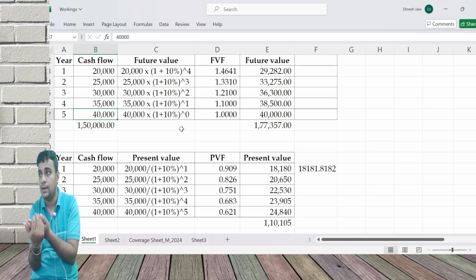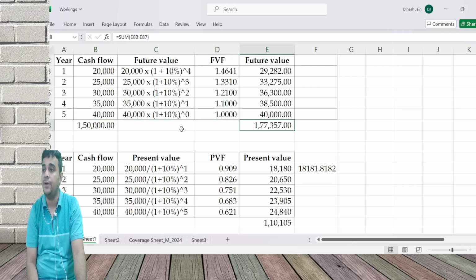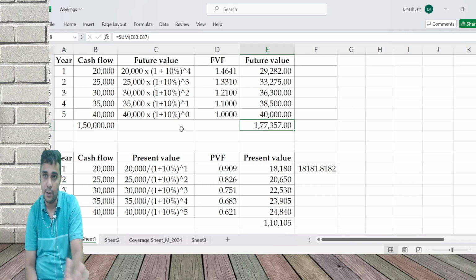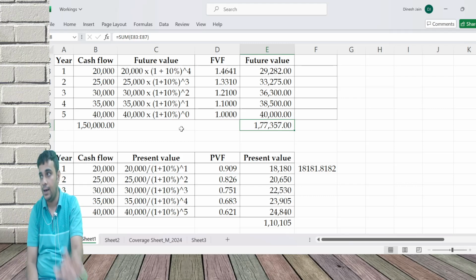Let's just understand normal thinking. 1,50,000 was the total and is giving how much? 1,60,000. But that's the wrong comparison. You should compare 160 with what? 1,77,357 and say no. If you want to give me a single amount, give me 1,77,357 or higher. Clear? Any doubts on this?